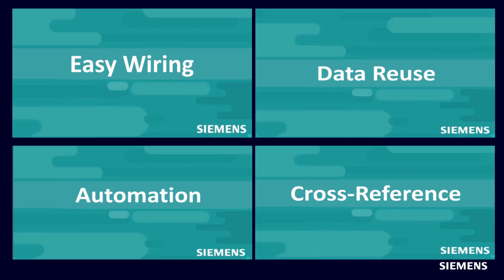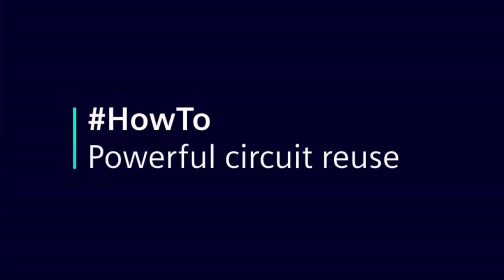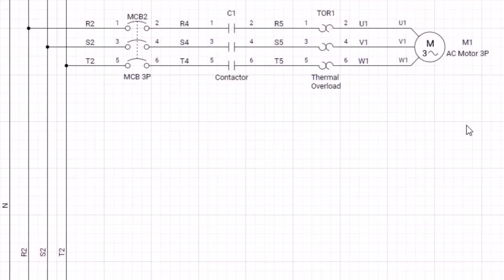Moving forward, let's delve into the third feature in detail, data reuse. Maximizing efficiency by leveraging existing information across your designs. When you are designing electrical circuits, chances are you will be duplicating many of them. In Capital Electra X, it is extremely easy to duplicate and reuse circuits.